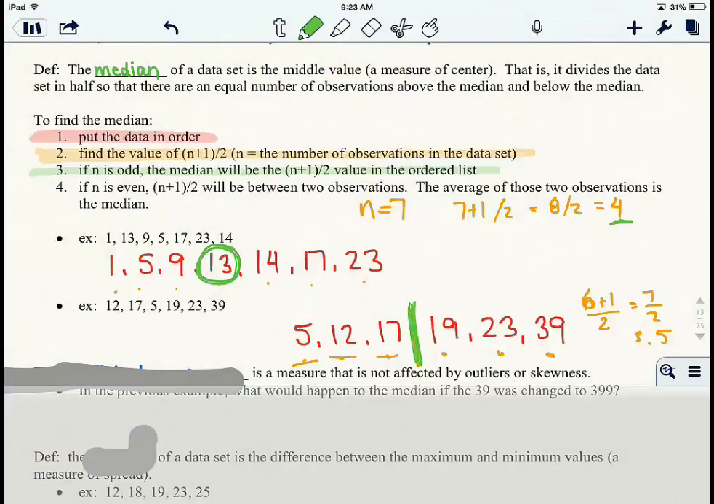But we want a number for that, so we're going to just go ahead and take the average of those two observations. 17 plus 19 divided by 2 equals 18. So the middle number, or the average of 17 and 19, is 18. Even though 18 is not in our data set, that's still our median.